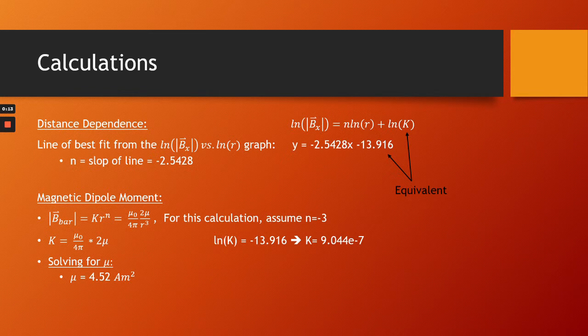The reason the n value is not negative 3 can likely be attributed to the presence of nearby electrical equipment. However, for the purposes of the magnetic dipole moment calculation, n equals negative 3 can be used. First, I found k to be 9.044 times 10 to the negative 7th by utilizing log rules. Then I set the Biot-Savart law for a bar magnet equal to k times r to the nth power. Solving for mu gives a value of 4.52 amps meters squared.